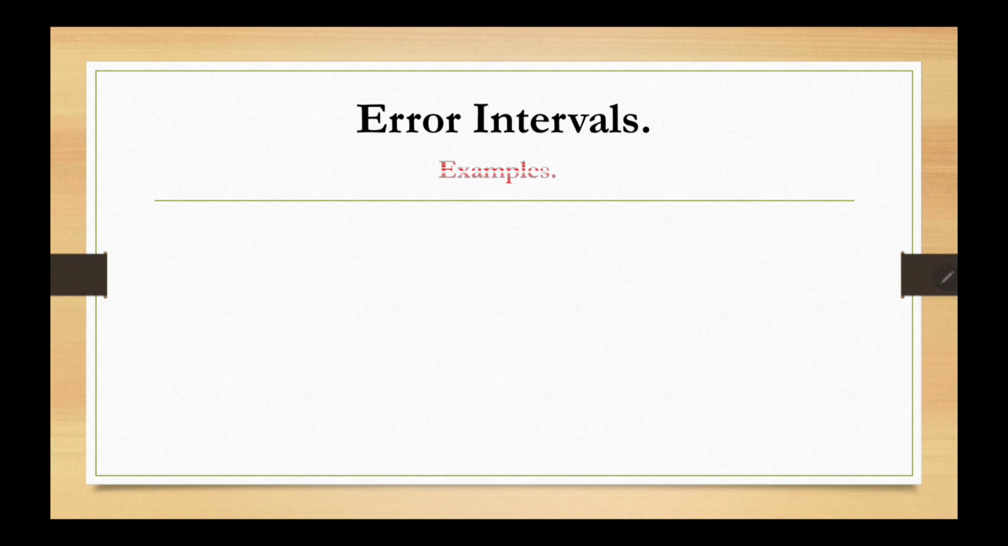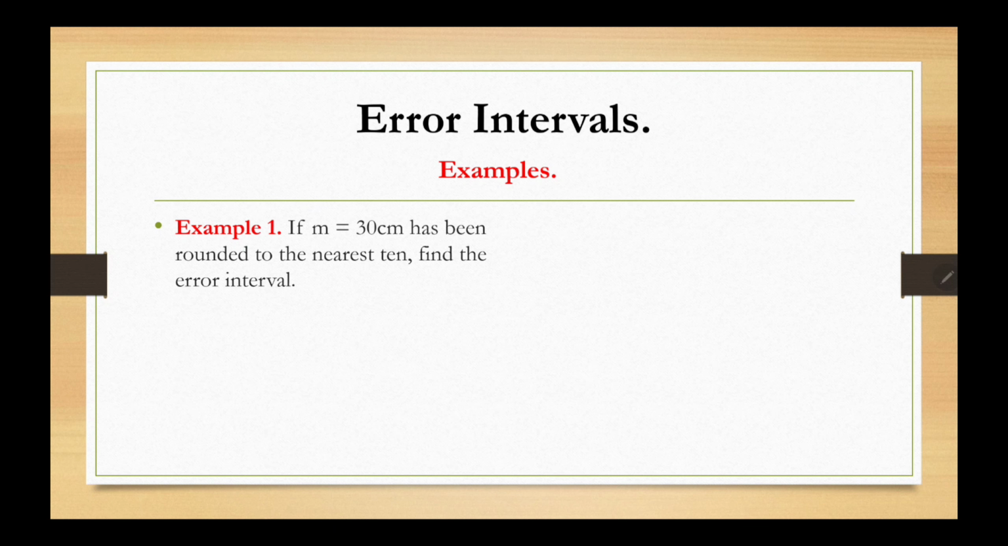Okay? All right then. If m equals 30 centimeters has been rounded to the nearest 10, find the error interval. Okay, the nearest 10 here means the degree of accuracy is 10, so we got to divide that by 2 and we get 5. So to get the error interval, or the upper bound and the lower bound, we have to add or subtract 5. Okay, keep in mind 30 is between two numbers, 20 and 40, and that is counting to the nearest 10. So right in the middle, we have 25 and we have 35. Okay, so our error interval would be 25 is less than or equal to m less than 35.